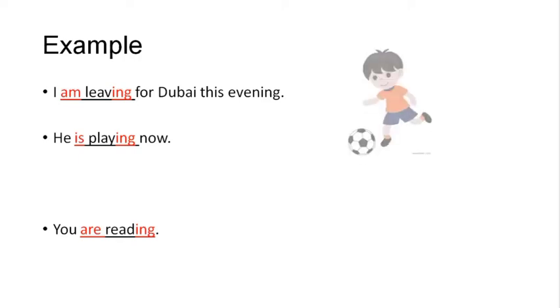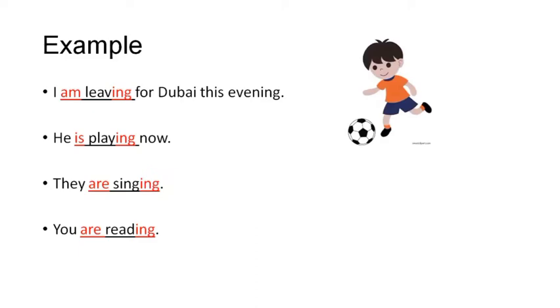Okay, present continuous tense. Look at the third sentence: They are singing. Look at the subject here. That is "they." It is plural. The subject is plural, so you have to add "are." They are singing. Verb plus ing. So, they are singing.